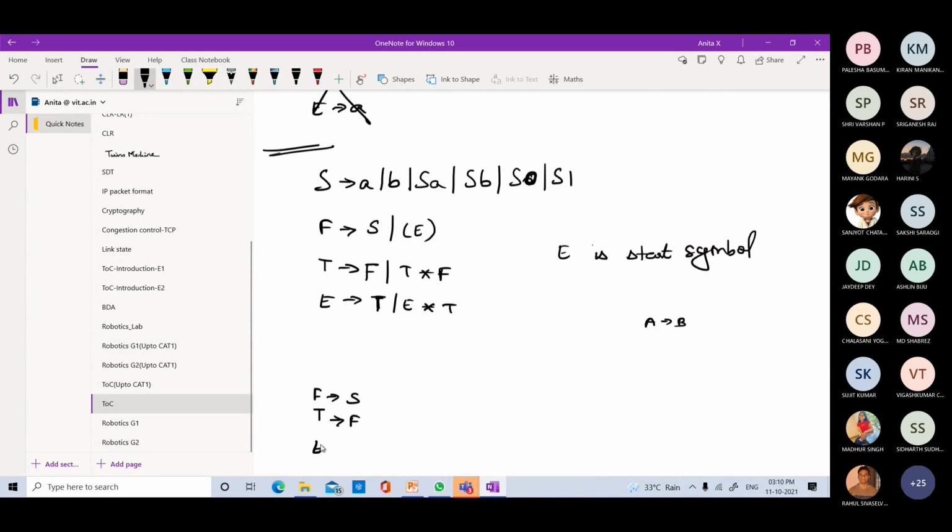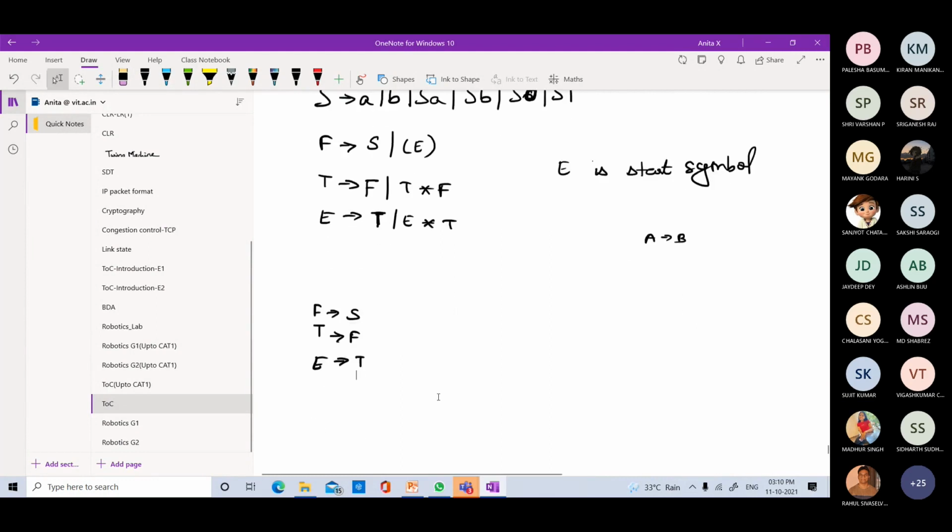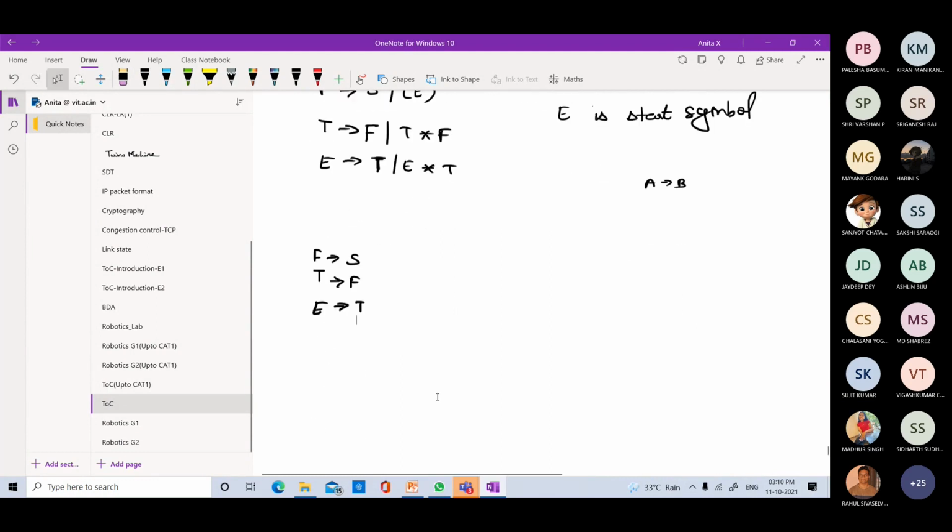E derives T. So what should I do? I have to proceed with eliminating this unit production. Here you can see E derives T, T derives S, and F derives S. So if I want to eliminate F derives S, what should I do? I should take the productions of S and keep them here. Do you all agree with that?